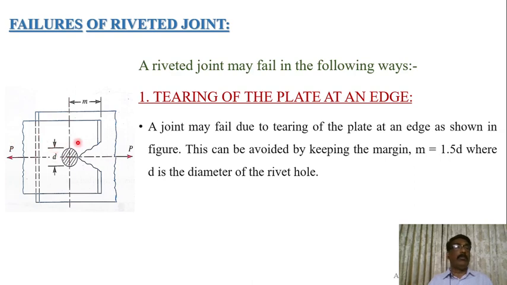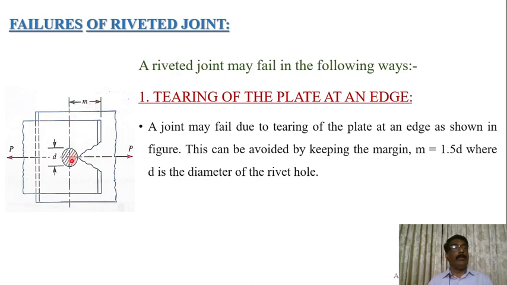If you have a look over the sketch here, you can see this is a riveted lap joint, and the tearing of the plate at an edge takes place like this. See, this is the tearing or a failure like this. So this failure is known as the tearing of the plate at an edge. This is D, the diameter of the rivet hole, and this is M, the margin.